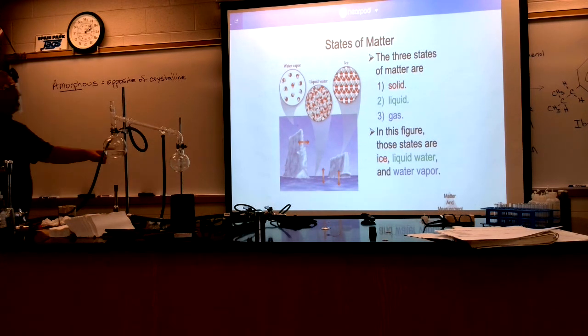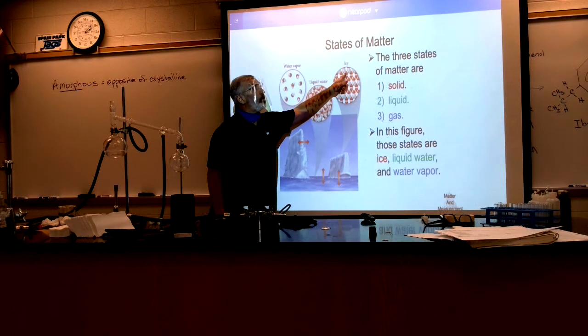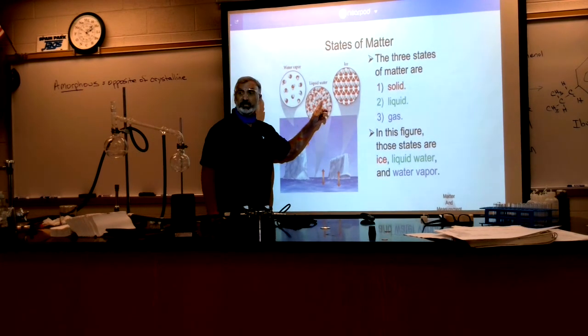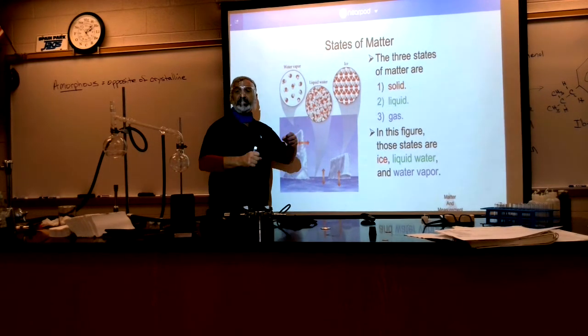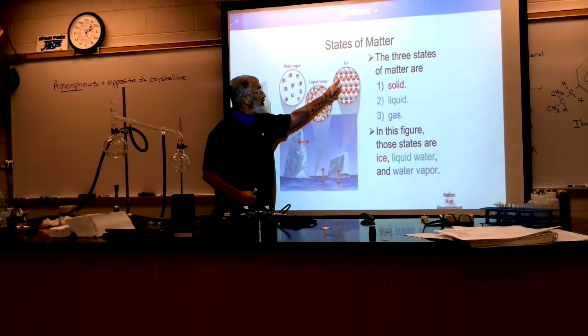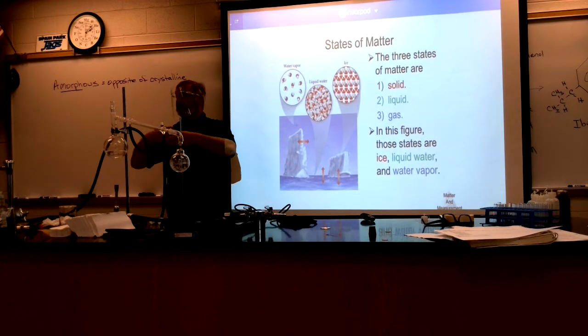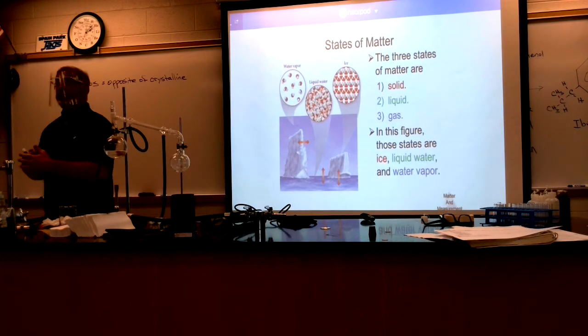So most solids have an orderly arrangement. If you heat up a solid and make it turn into a liquid, the molecules get enough energy that they're no longer held rigidly in place. Now they have the freedom to roll around one another, but they're still touching. They need to be touching.